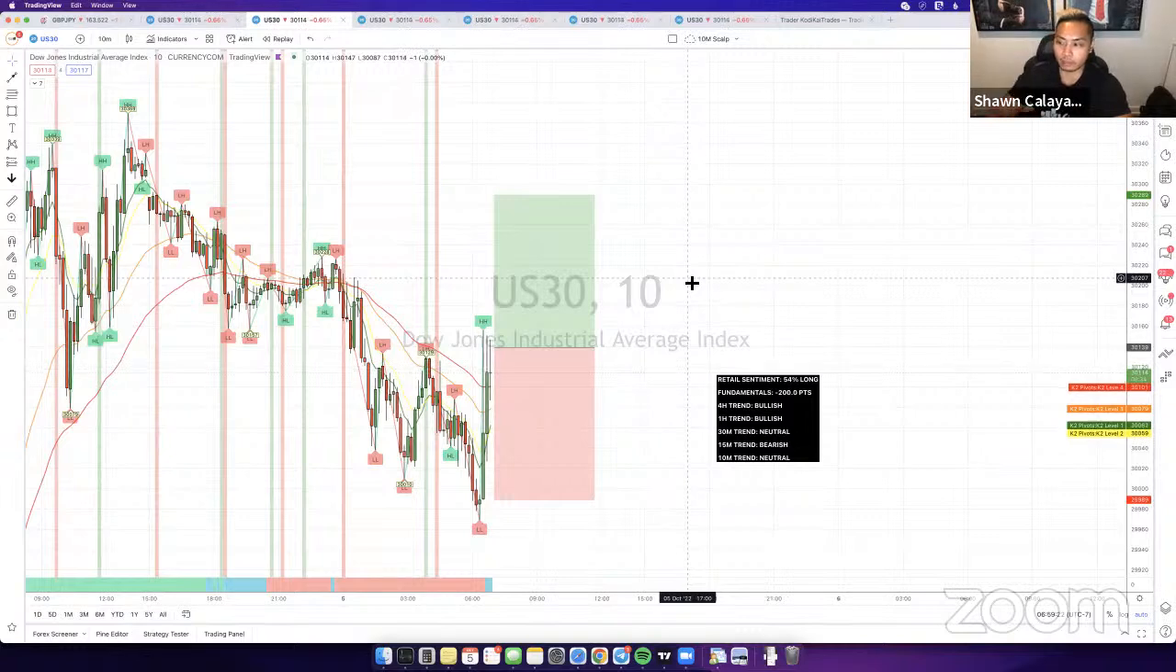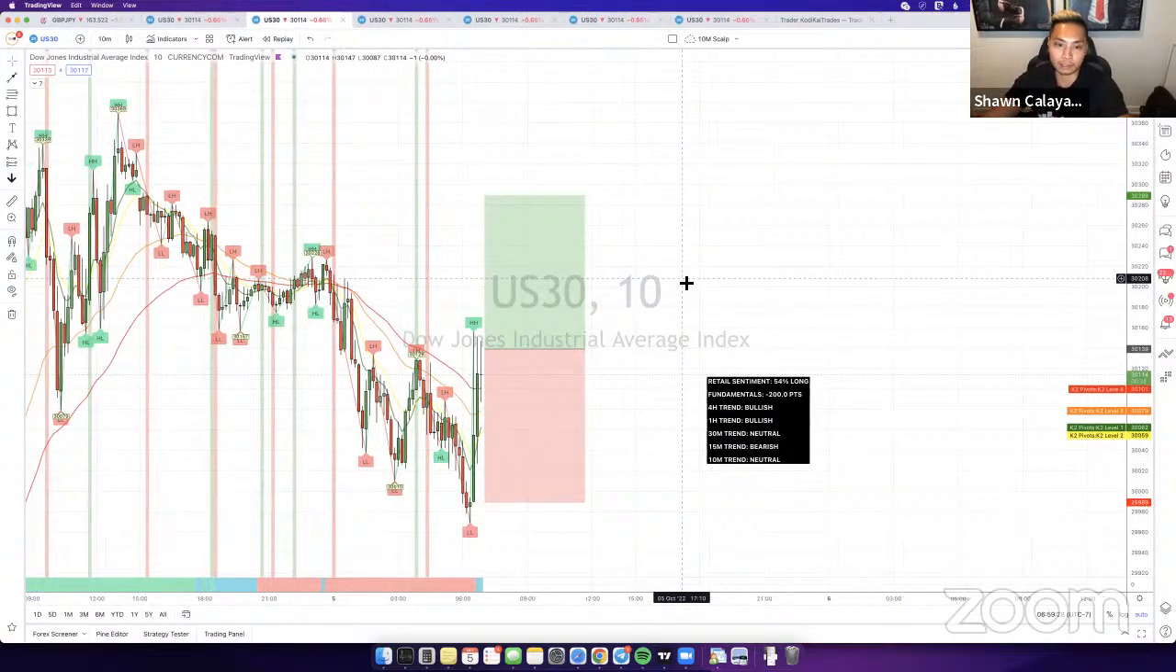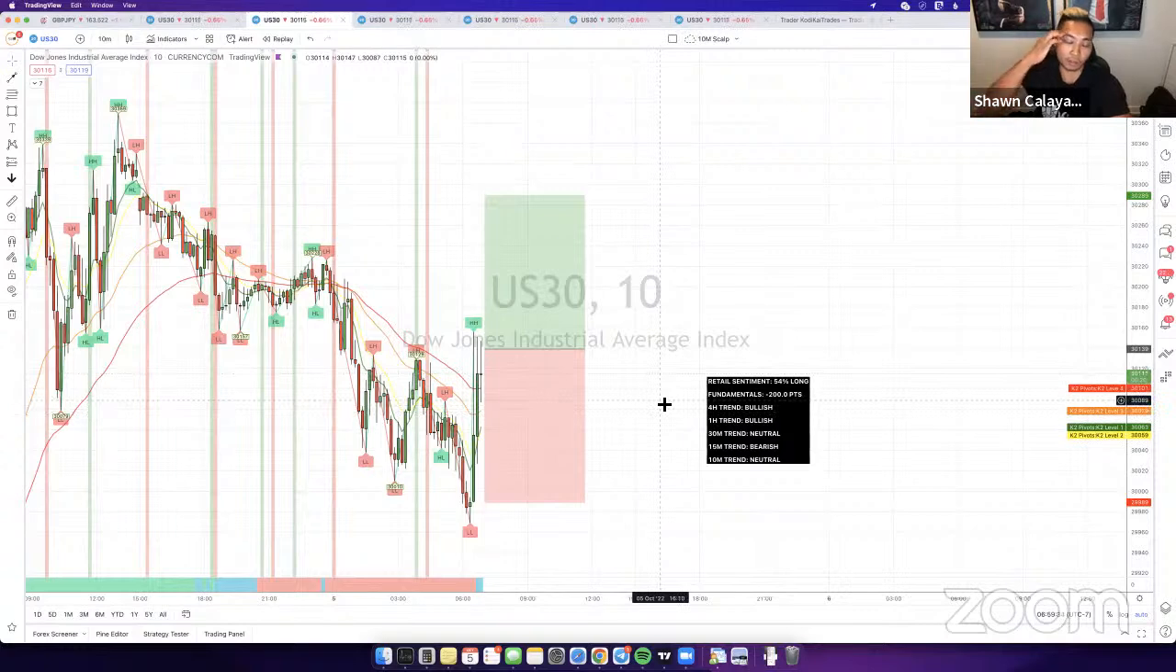I probably would even enter with even lesser, like maybe even a 10 lot, just to have some skin in the game, right? And I think that'll help you guys with a lot of your FOMO and overtrading.